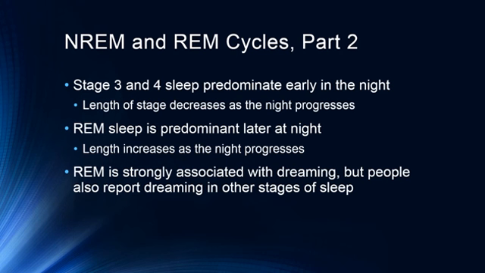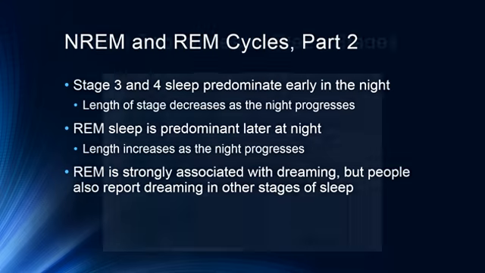The length of these stages decreases as the night progresses. REM sleep predominates later in the night, and the length increases as the night progresses. And REM is strongly associated with dreaming, but people also report dreaming in other stages of sleep. What's important about this is we are most likely to remember a dream if we wake up during the time that we're having the dream or very soon after. Which is why when people report that they don't have dreams, they are dreaming, they just simply don't remember it.